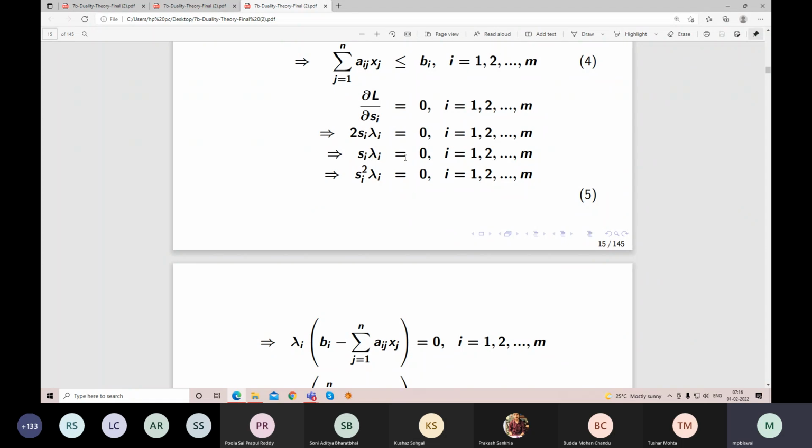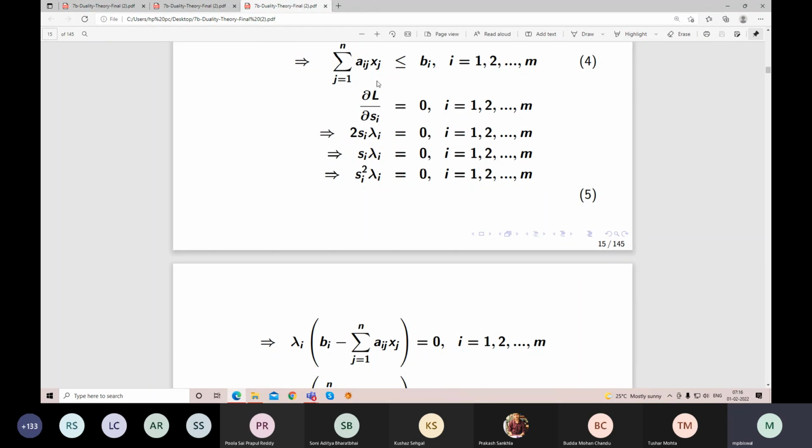So if this equal to 0, we don't know whether S is 0 or not. I am multiplying one more S in the left hand side. What will happen to the outcome? Si square into lambda_i equal to 0.